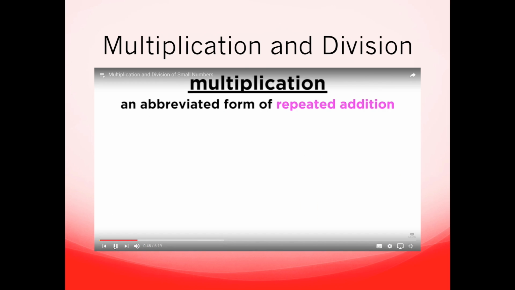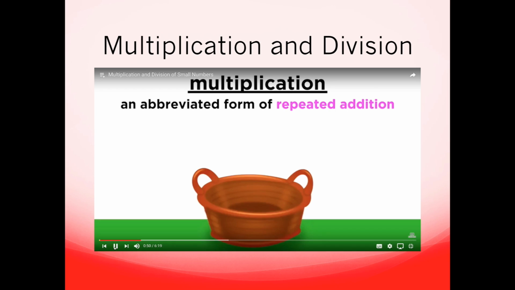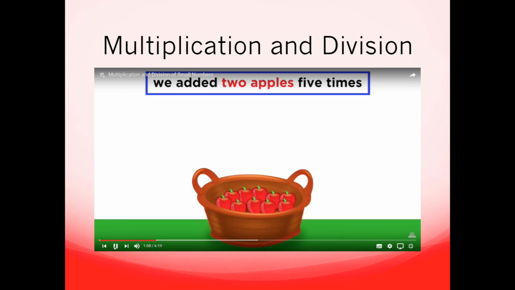We can view multiplication as an abbreviated form of repeated addition. Let's go back to our basket of apples and pretend that we start with none. We begin to collect apples and toss them in the basket two at a time. There's two, then two more, again, and then a fifth time. So we have added 2 apples to the basket 5 times. How many are in there now?